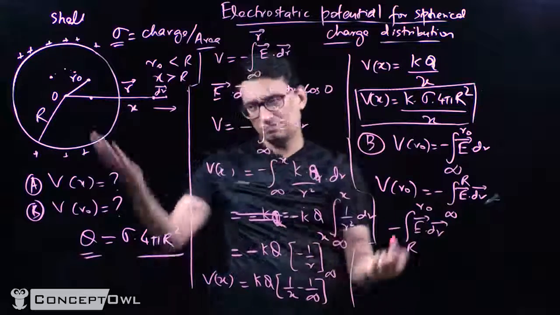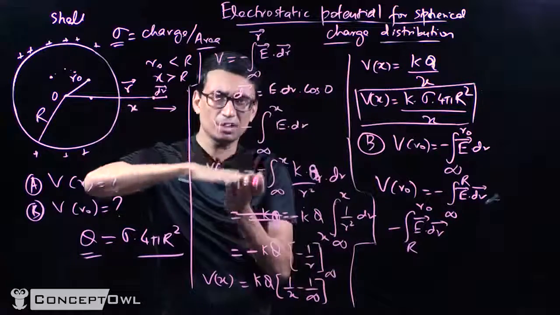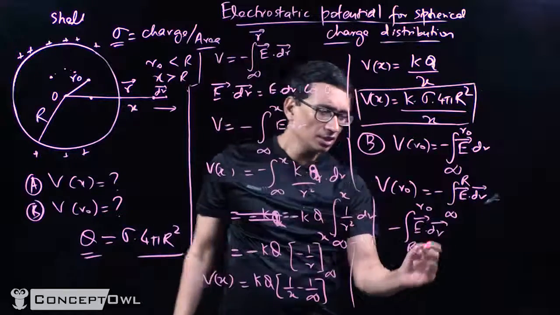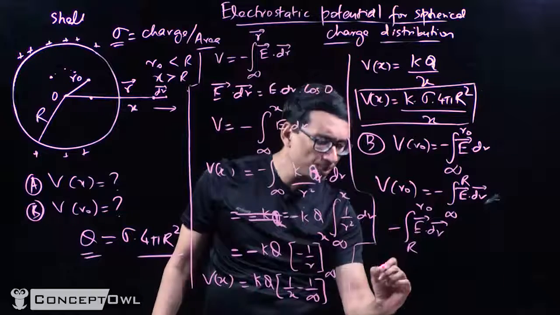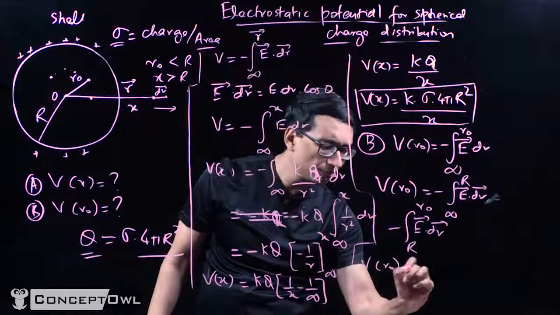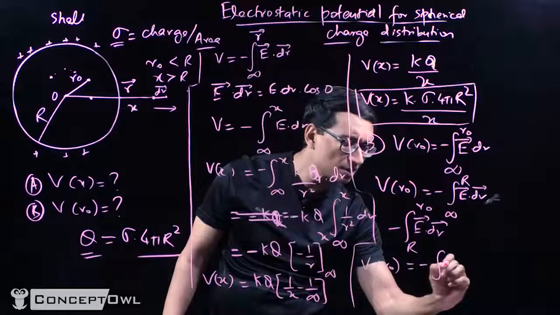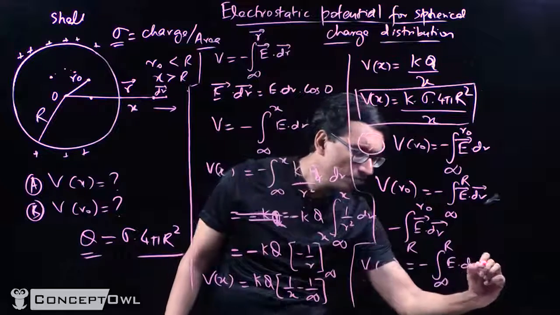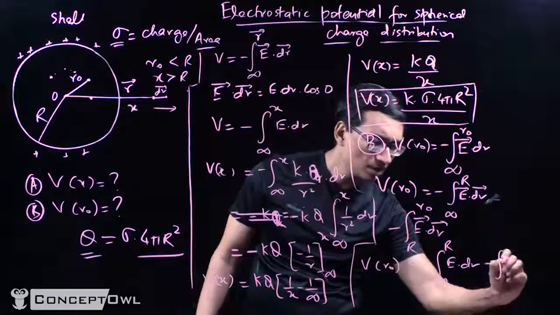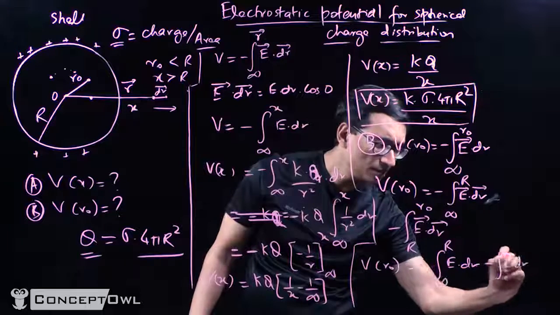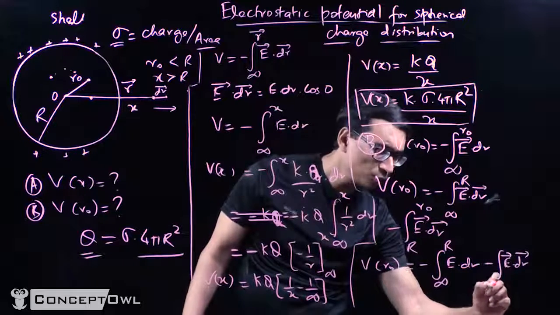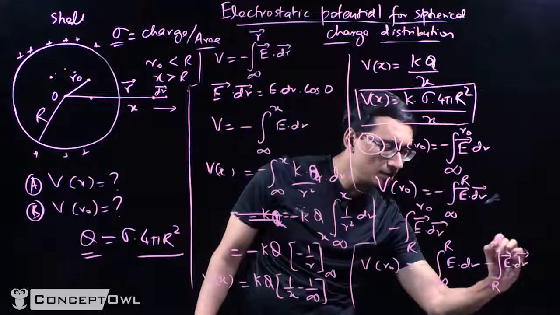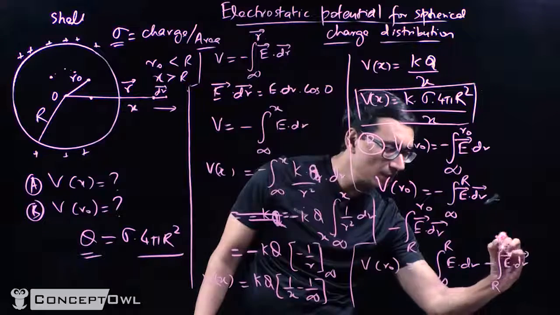Now what is E dot dr? Again same logic, E and dr are in the same direction, the cos of the angle between them is 1, so this would be nothing but E into dr. So V at R0, the first term would be minus integral E dot dr from infinity to capital R, minus integral E dot dr from R to R0.